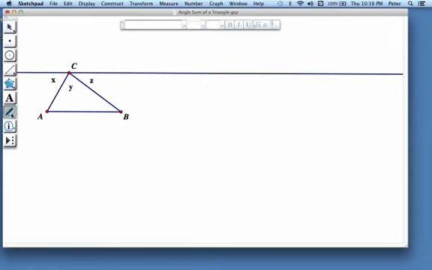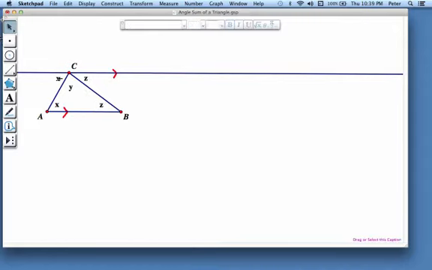Now, since AB is parallel to the line that we've drawn through C, I know that the angle at X is going to be congruent to the angle that had been at A by parallel lines imply alternate interior angles. And then the angle represented by Z is going to be congruent to the angle down at B.